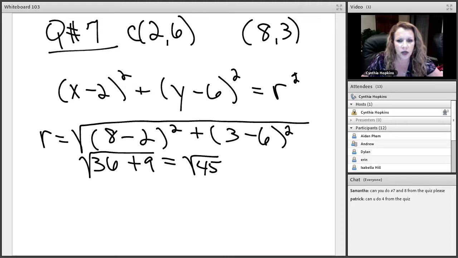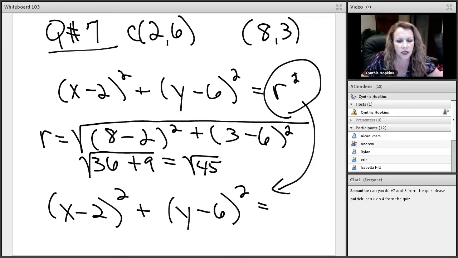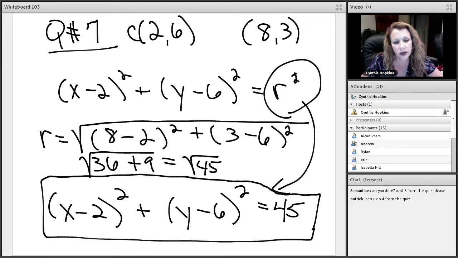So since I want r squared, my equation is going to become (x minus 2) squared plus (y minus 6) squared equals, and then I'm going to square my radius, which is the square root of 45. And so the equation has 45 on the right side of the equal sign. Now the square root of 45 simplifies to 3 rad 5, but I don't need to do that because I'm just trying to write my equation. So I just need to square the square root of 45, and that's actually easier to square when it's not simplified. Okay, then let me go to the next page, and I'm going to show you a second way you can go about doing this.